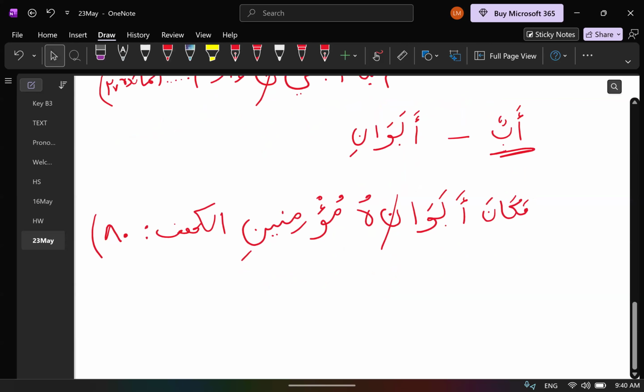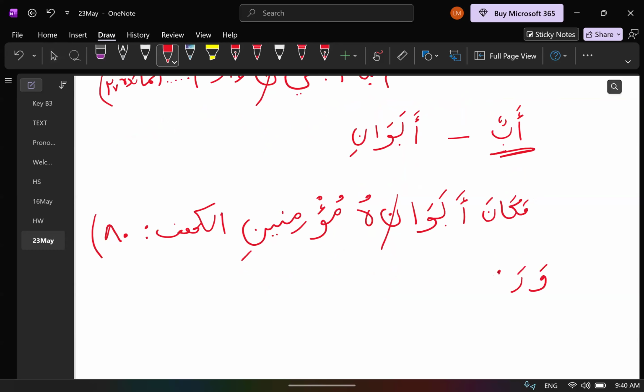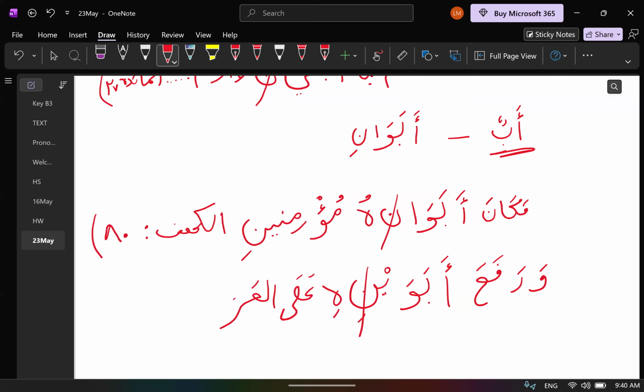Next example, Warafa, and he raised Abawai. So this is mafulun bihi. Abawani, Abawaini, right? So Abawai. I will write noon for our purposes. Drop it. Abawaihi alal arsh. This is Hazrat Yusuf alayhi salam when he had his parents sit at the arsh. Surah Yusuf.